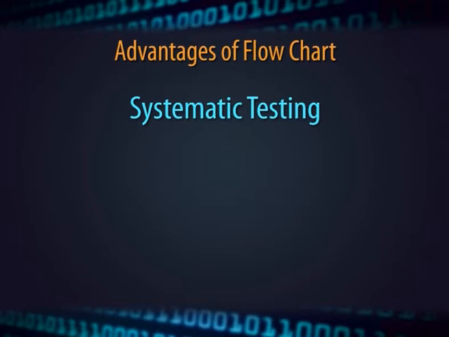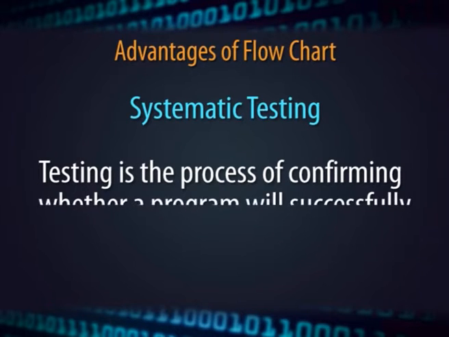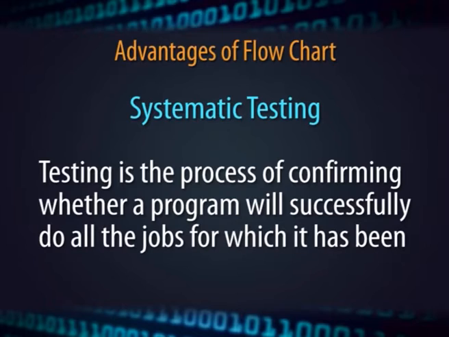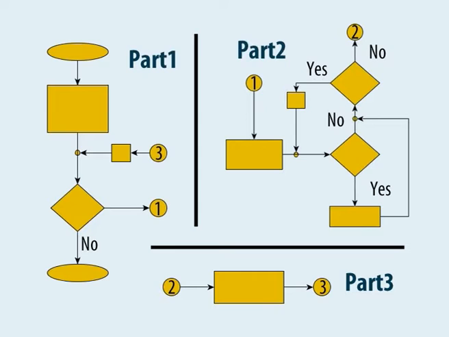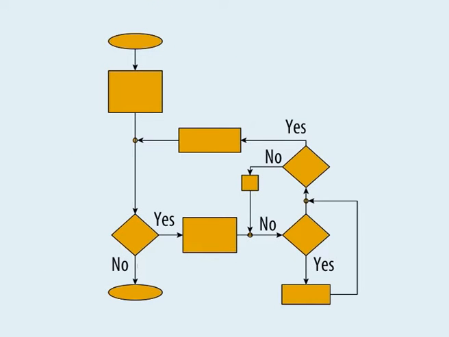Third advantage is systematic testing. Testing is the process of confirming whether a program will successfully do all the jobs for which it has been designed. So a flowchart is helpful in testing. Next is effective joining of parts of a system. In large software designing, each programmer is responsible for developing a part of the entire system. If each programmer designs the flowchart of his part, then the flowcharts of all the programmers can be placed together to visualize the overall system design.